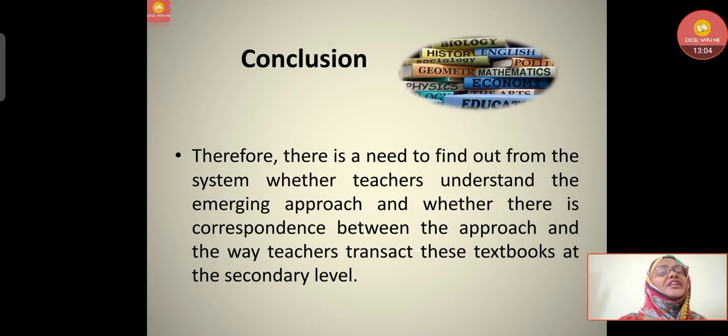Therefore, there is a need to find out from the system whether teachers understand the emerging approach and whether there is correspondence between the approach and the way teachers transact these textbooks at the secondary level. So, there is an urgent need to find out whether teachers are understanding the different emerging approaches, and whether they are able to correspond between the approach and the way they transact the textbooks. That means how they are handling the pedagogical aspects, that is, methods to teach the students, which is very important.